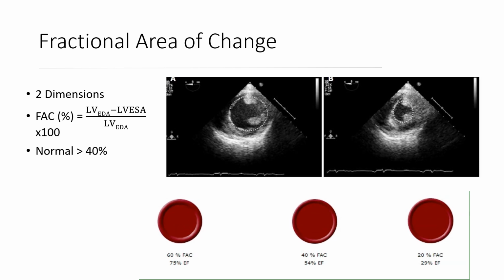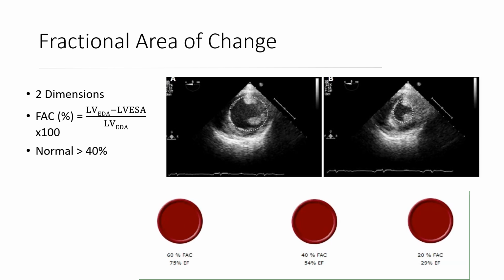When 2D images became available, the area of the LV cross-section could now be used as a measure for LV systolic function. The idea is the same. Find the difference in systole and diastole, express that as a percentage of end diastolic area, and you get a fractional area of change. A normal value in this case is greater than 40%, which corresponds to about a 55% ejection fraction.